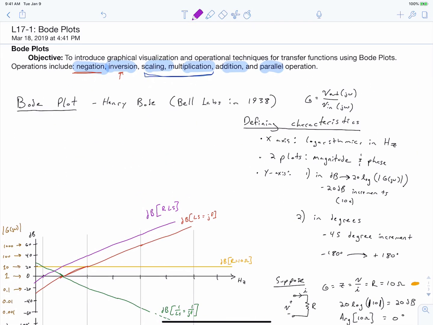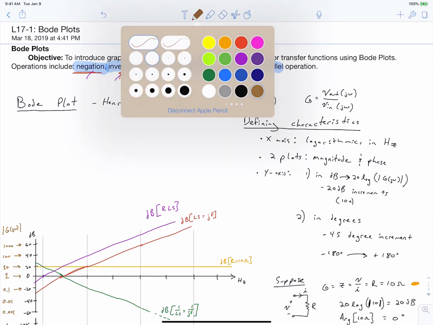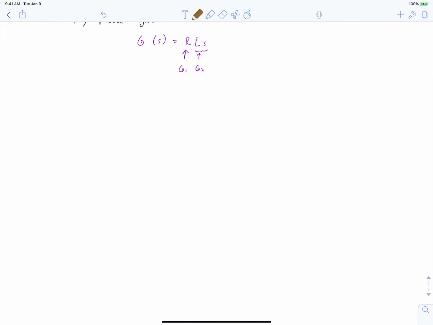Okay, so we've done negation, we've done inversion, we've done scaling and multiplication. Let's now do addition. And so addition is saying that g of s is now equal to g1 of s plus g2 of s. And this is one way that you can view a pole or a zero from our last video. So in our last video we had said that a pole or a zero was the transfer function of 1 plus s over omega 1, either in the denominator for a pole or in the numerator for a zero.